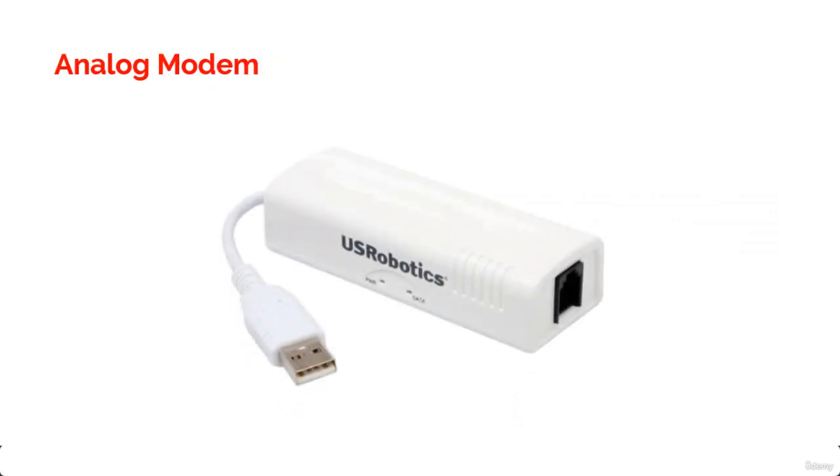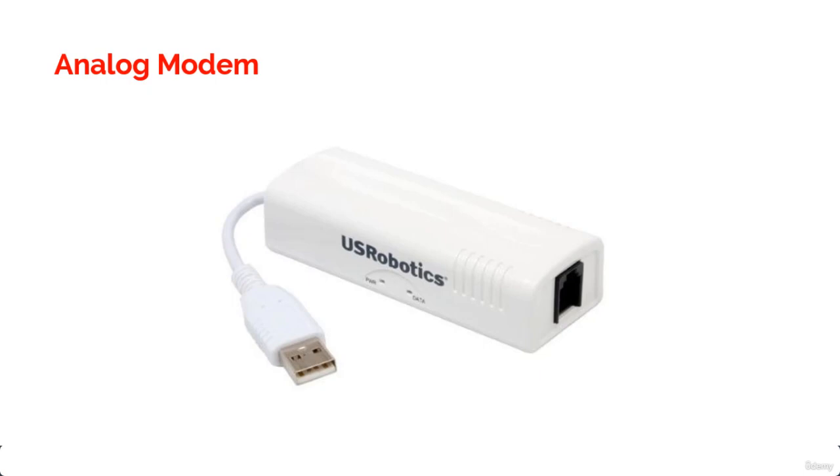So what is an analog modem? A modem, that is a modulator and a demodulator, a combination of both. So a modem is a device that modulates an analog carrier signal to encode digital information and then demodulates the signal to decode the transmitted information. I gave you an example of this when I explained the access points earlier in the section, because an access point modulates and demodulates a signal just like a modem.